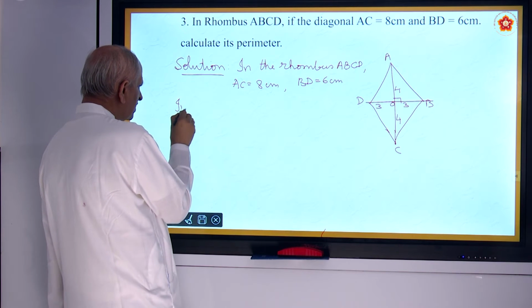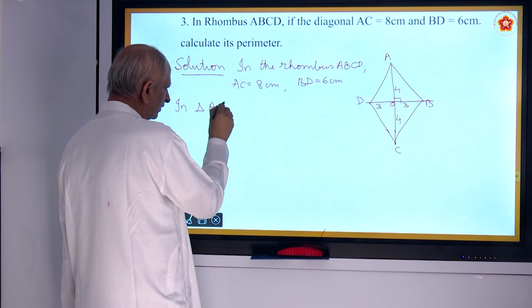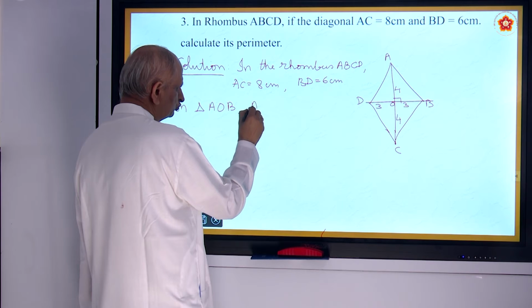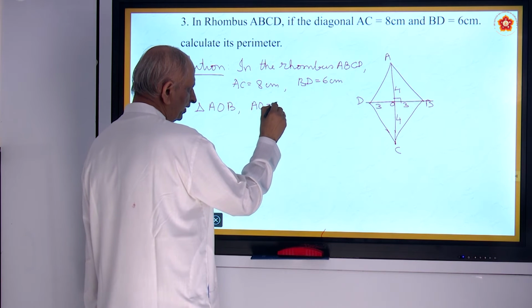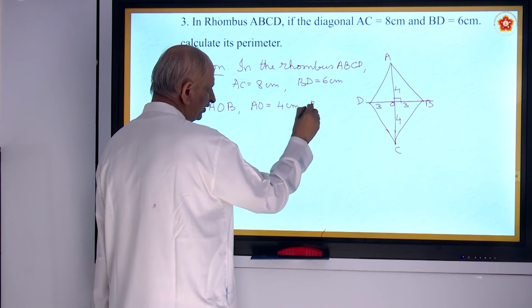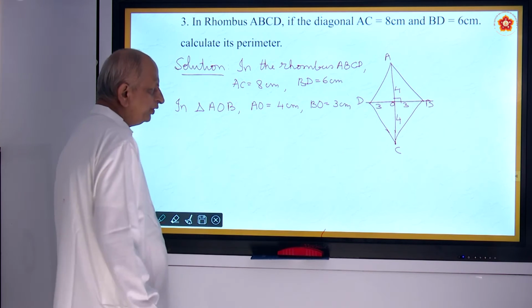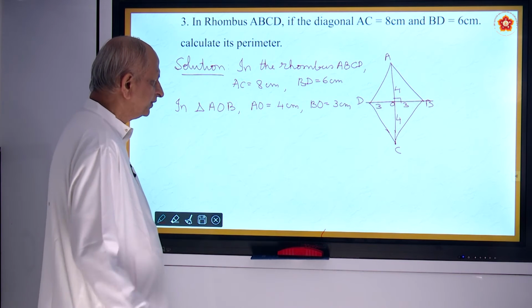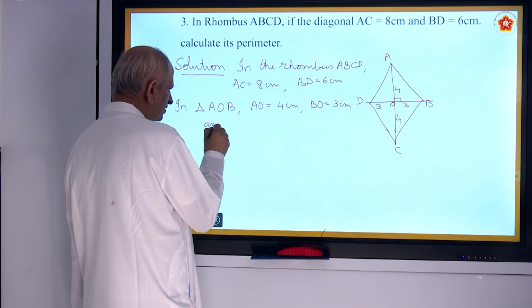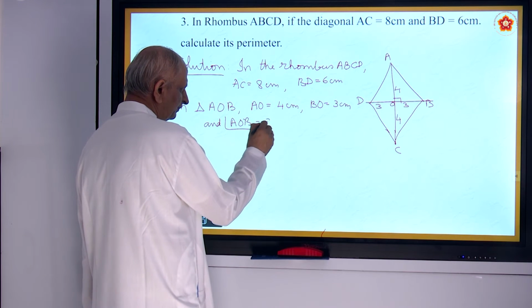So in triangle, one triangle will take AOB for example. AO is equal to 4 centimeters. Why is it 4? 8 by 2, 4. BO is equal to 6 by 2, that is 3. So AO is 4, BO is 3. What is AB? And also you must note that angle AOB is equal to 90 degrees.